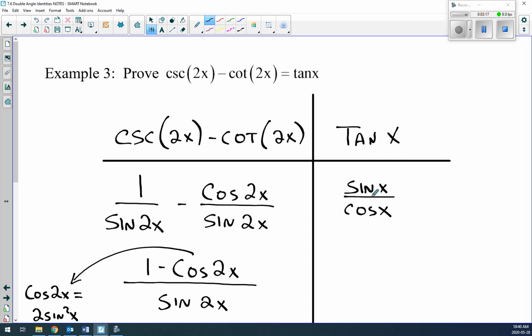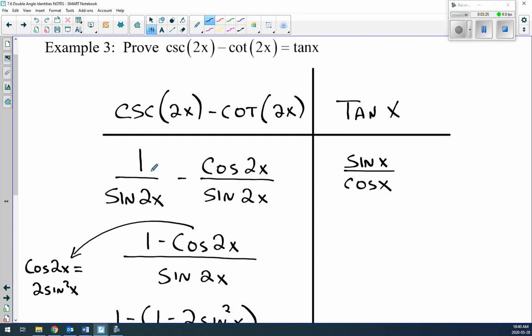Well, tan is really easy because tan is just sine over cosine. So somehow over here, we've got to change this to get a sine on the top and a cosine on the bottom. Well, let's get rid of cosecant. So cosecant is 1 over sine. We know that.